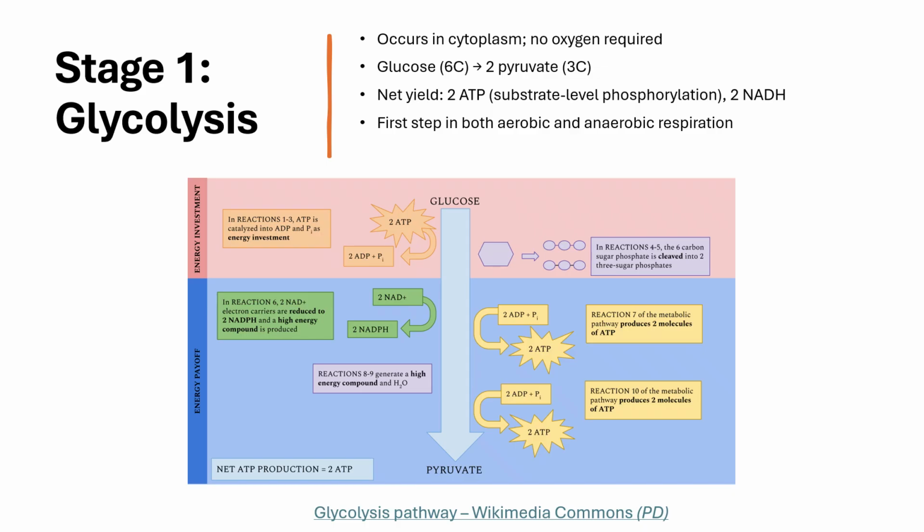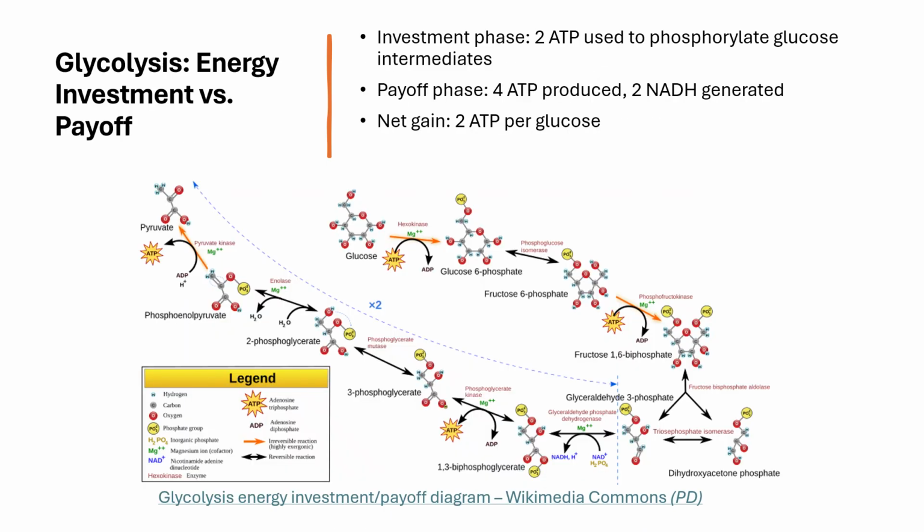Glycolysis splits glucose into two pyruvate molecules, producing a small but vital ATP yield and reducing NADH for later stages. Two ATP are spent early to destabilize glucose, but four are made later for a net gain of 2 ATP.